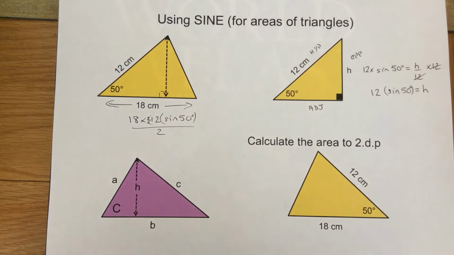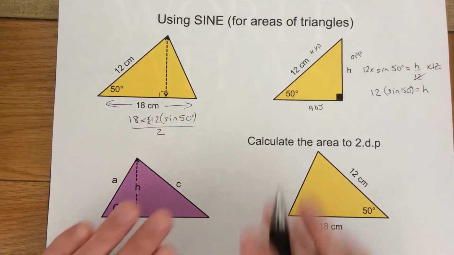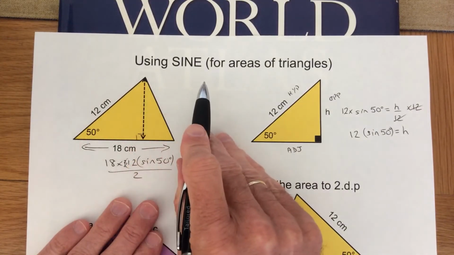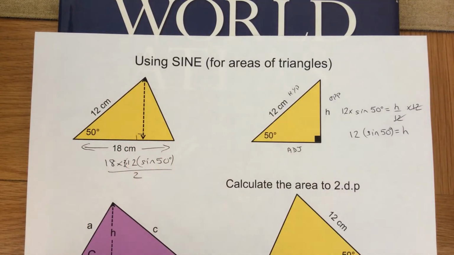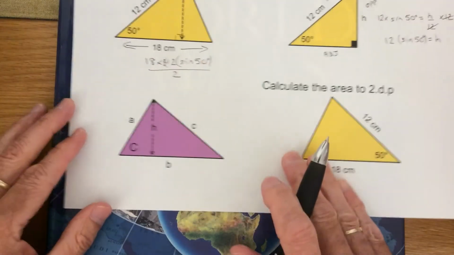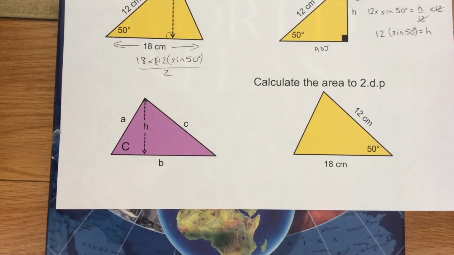So is there a general formula we can use? Well, first of all, you probably noticed we tend to be using the sine ratio, and that's why at the top it says using the sine for areas of triangles. Okay, so let's see if we can get some general formula for this, or at least one version of it.